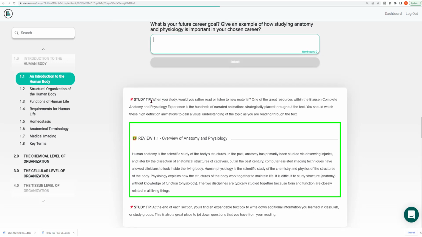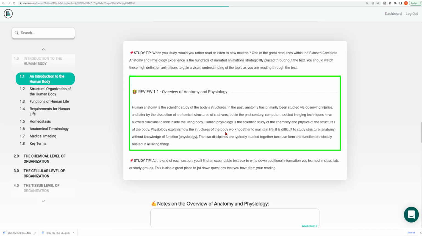Now, a study tip. When you're studying, would you rather read or listen to new material? One of the great things about this textbook is that there are lots and lots of animations. We didn't see one yet, but there are animations and videos throughout the text. Make sure you are watching those videos. Take some notes about them. Oftentimes the videos are placed before the material is discussed, so it gives you a visual. It gives you something to be imagining as you read. And that has really made a huge difference in students' understanding.